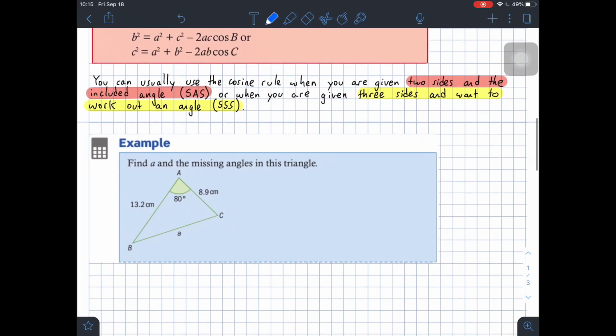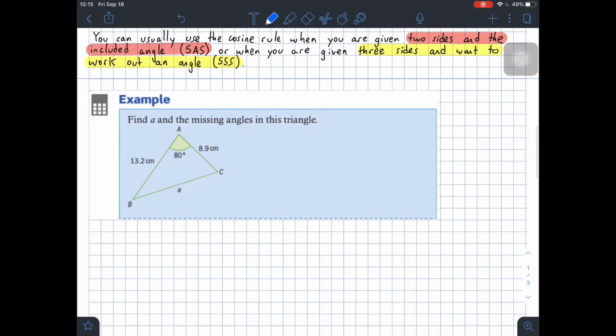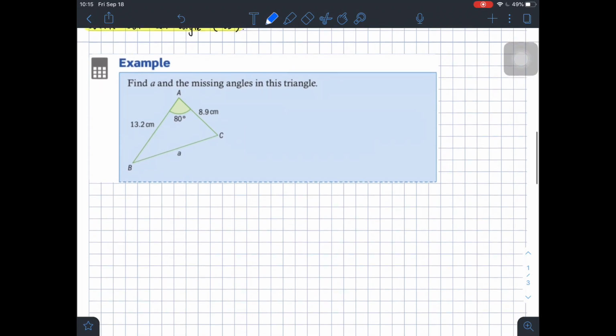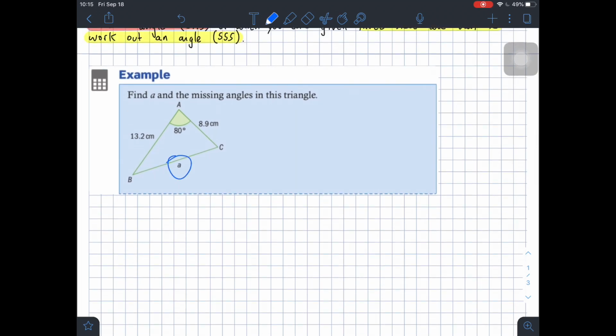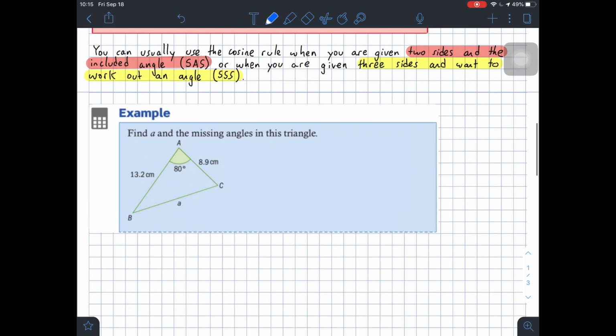Let's see an example to see how this applies. It says, find A and the missing angles in this triangle. So we want to find side A and the missing angles. I see that I have side C, side B, and angle A. So we have 3 different letters as our data: side B, side C, angle A. If you want to look at it this way, it's 2 sides and the included angle.